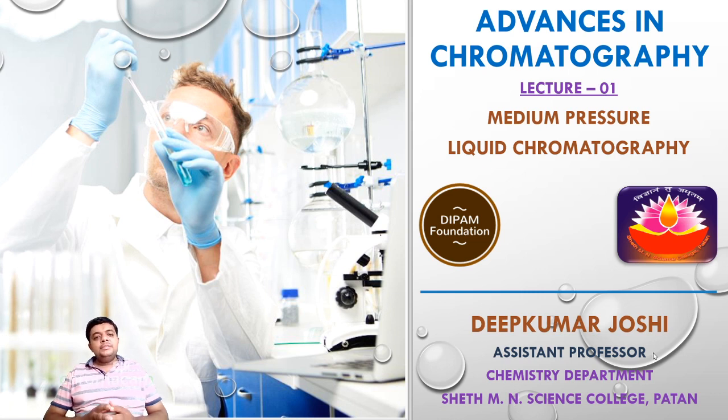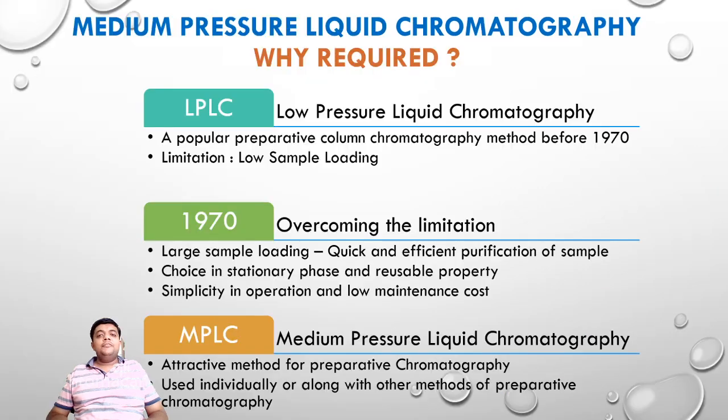Friends, in this Advances in Chromatography online course, we have particularly designed 12 to 14 lectures wherein we are going to involve a few of the techniques that were left in the basic chromatography course, along with the hybrid techniques that involve both chromatography and spectroscopy, along with some of the mathematical and research-based aspects that are involved in high throughput research in chromatography. So let us now begin with medium pressure liquid chromatography.